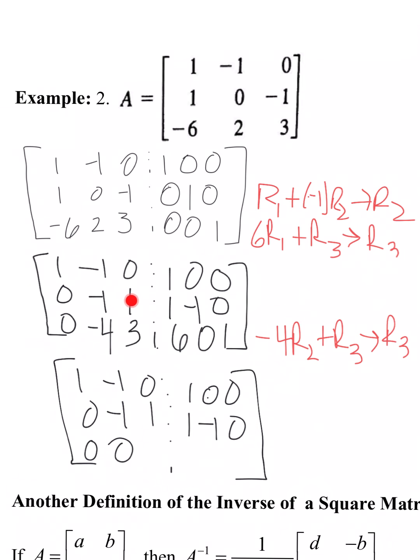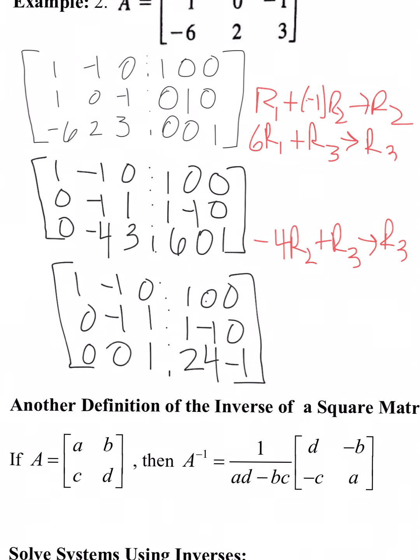Negative 4 times 1 is negative 4 plus 3 is 1. Negative 4 plus 6 is 2. Negative 4 times negative 1 is 4 plus 0 is 4. And then 0 plus negative 1. So now we are very, very close to REF, so we need to make that a positive 1.